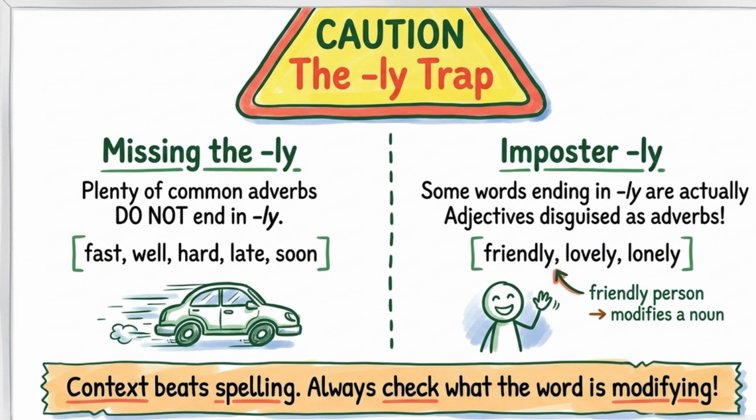Caution, the adverb trap. Two traps hide in adverb spelling. Plenty of genuine adverbs don't end in ly at all: fast, well, hard, late, soon. And some ly words are actually adjectives in disguise, like friendly, lovely, and lonely. A friendly person modifies a noun, not a verb. Context always beats spelling. Check what the word is actually modifying.